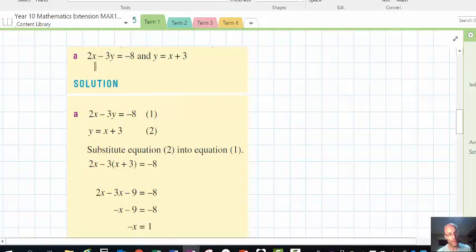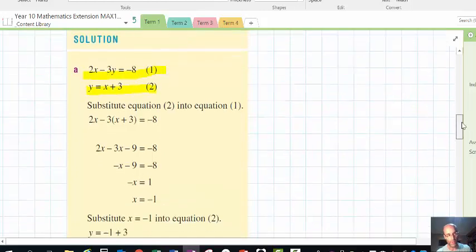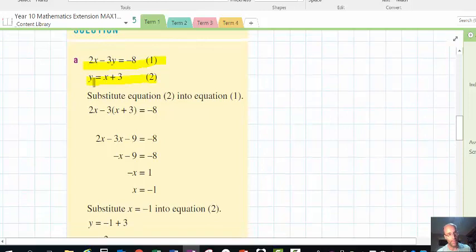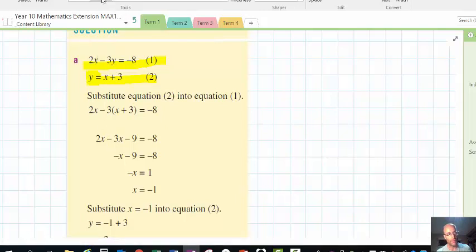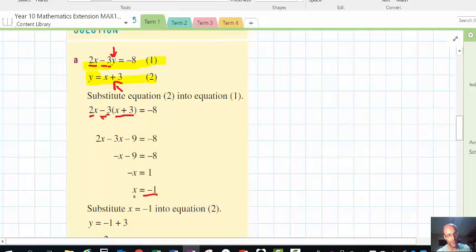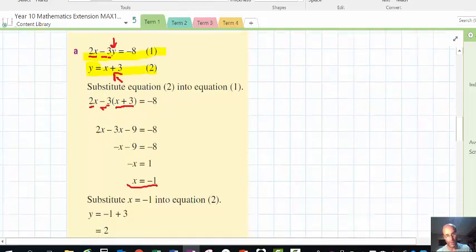Here's a quick example. So we have to solve these by substitution. Again, label your equations, write them down. Substitute 2 into 1 because this one is the subject, and we've got corresponding bits here. 2x minus 3 minus 3. Now instead of y, we're replacing it with x plus 3, and that equals -8. We can collect like terms and solve, and so we get our answer, x equals -1.